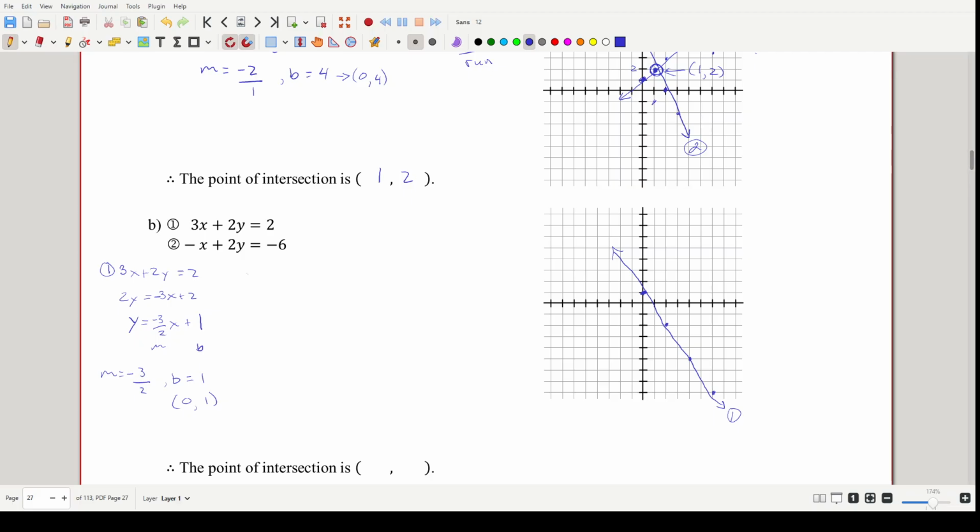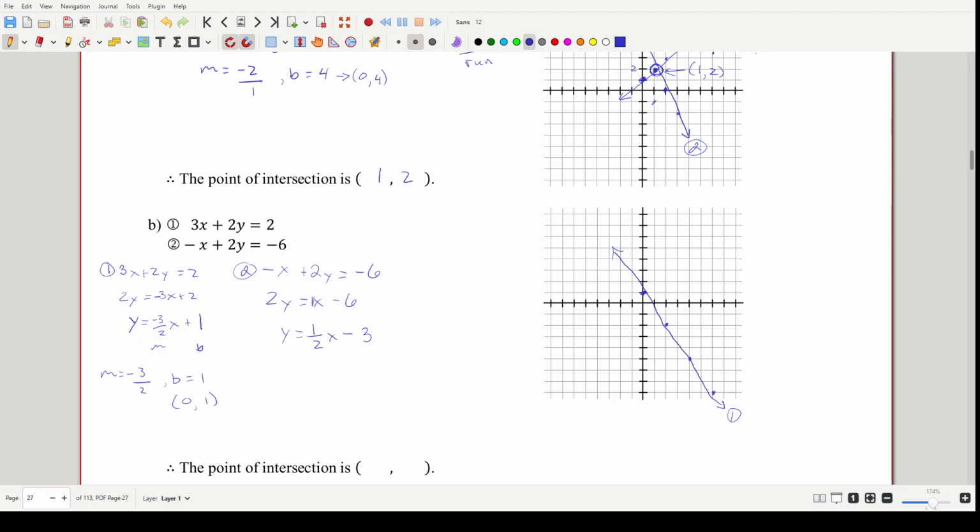Let's go to number 2 now. So we're starting off with negative x plus 2y is equal to negative 6. All right. We got to get that x to the other side. Since it's being subtracted, we got to add x to both sides. So we have 2y is equal to x minus 6. We got to get rid of this 2, so we got to divide both sides by 2. So we end up with y is equal to, there's an implied 1 right here, 1 over 2 x minus 6 over 2, which is just a 3.